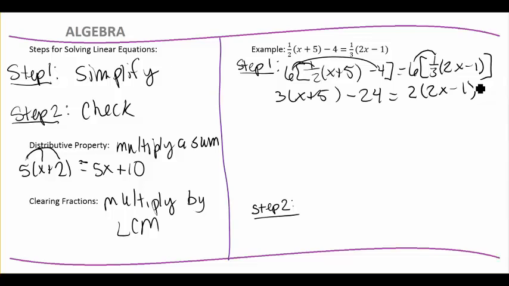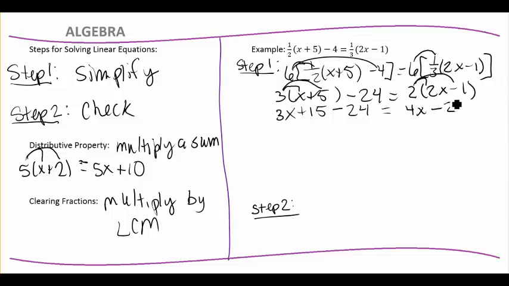Since we still have parentheses and there's still multiplication by a sum, we're going to do the distributive property again. So we're going to take 3 and multiply it by x, and that's going to give us 3x. And then we're going to do 3 times 5, which is 15, and carry down our minus 24. And we're going to do the other side. 2 times 2x equals 4x, and 2 times 1 is minus 2.